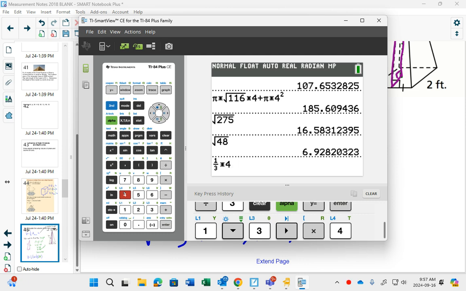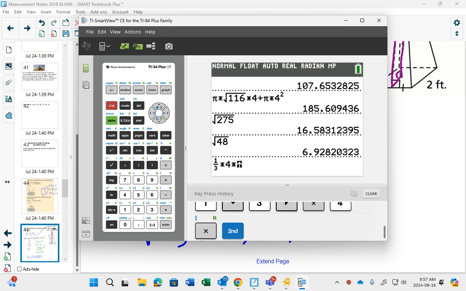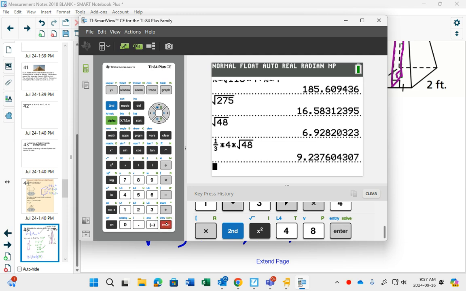2 times 2 is 4. Times by, now personally I would do square root of 48. This is the exact answer, 9.2376. So if the question, and I should reread, first thing, whenever you get the final answer, so I'm going to write 9.2376.